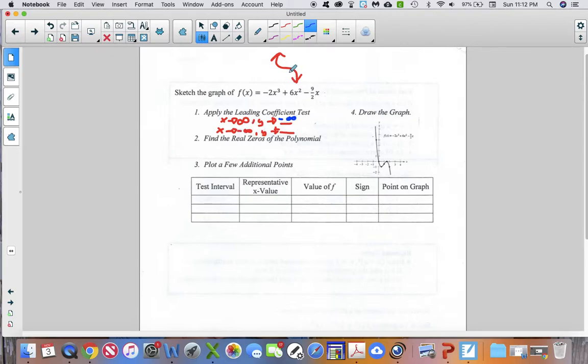As x is going to the left, it's approaching positive infinity. It's going uphill, so it looks like that. Find the real zeros of the polynomial function. So now they want us to factor this and break it down as much as we can.